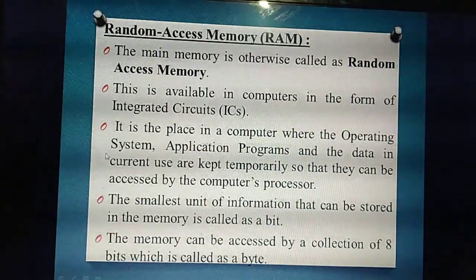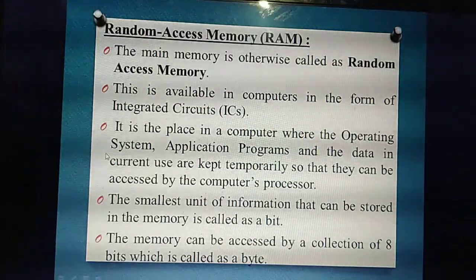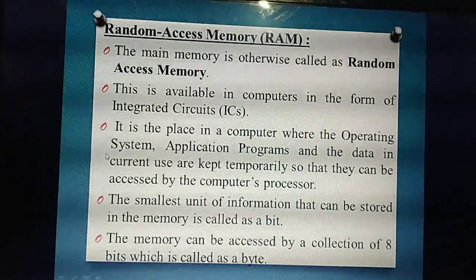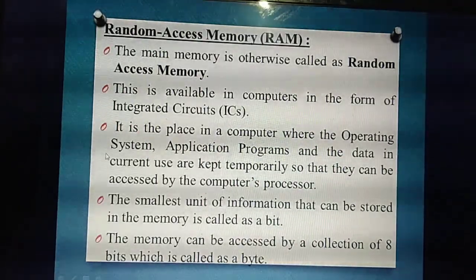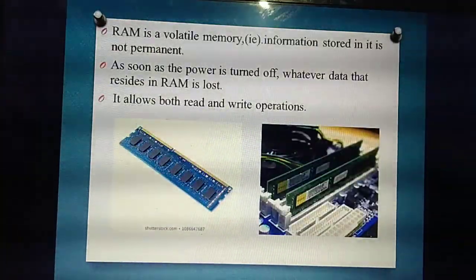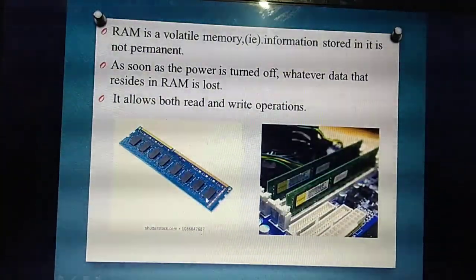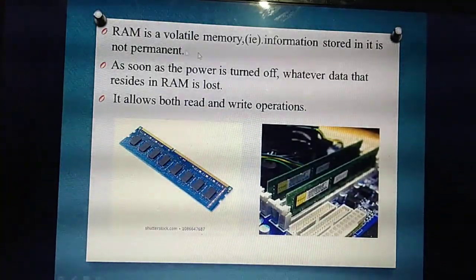The smallest unit of information stored inside the computer is called what? Bit. The memory can be accessed for the particular information in total; that is called a byte. That means a collection of 8 bits is called a byte. Understand? See, this is the diagram of RAM. Is it visible? RAM is a volatile memory.